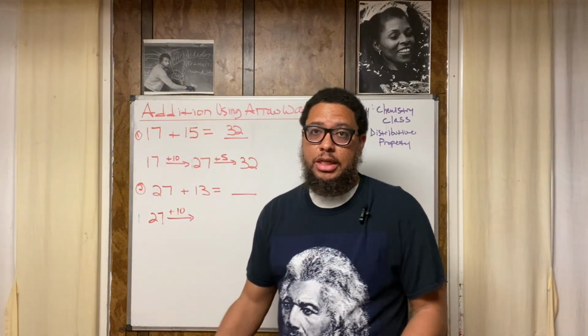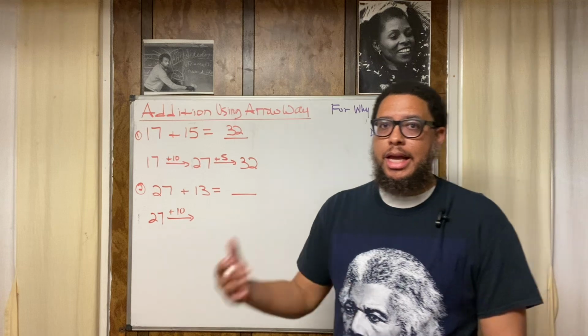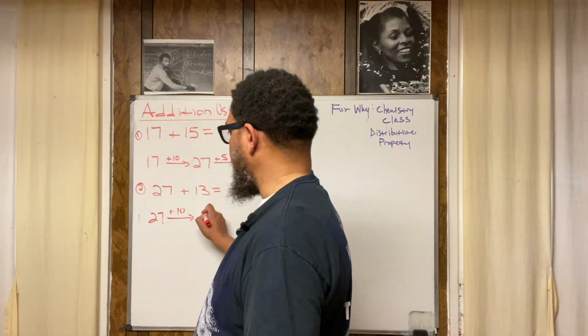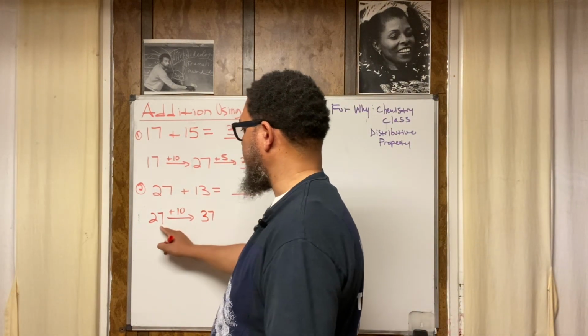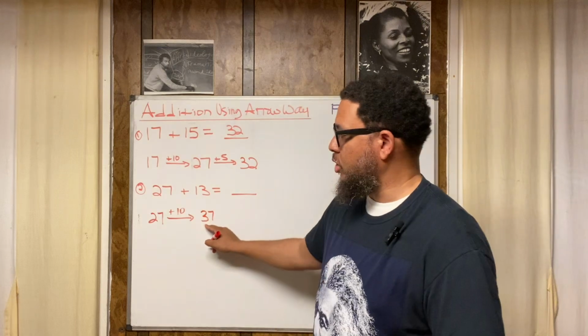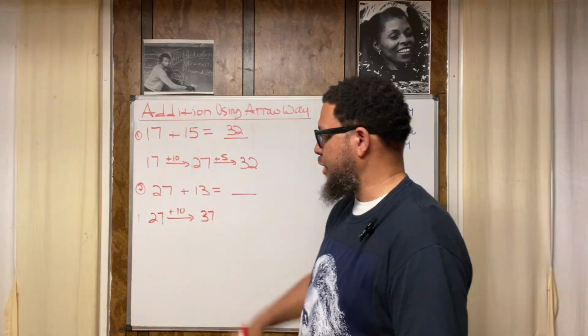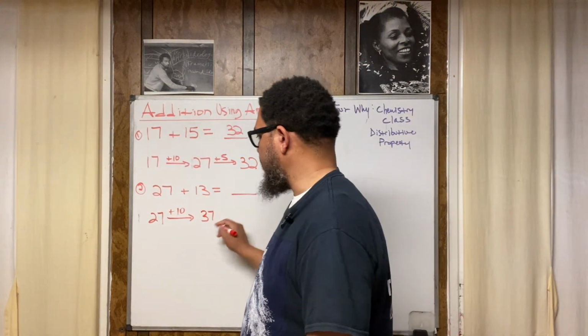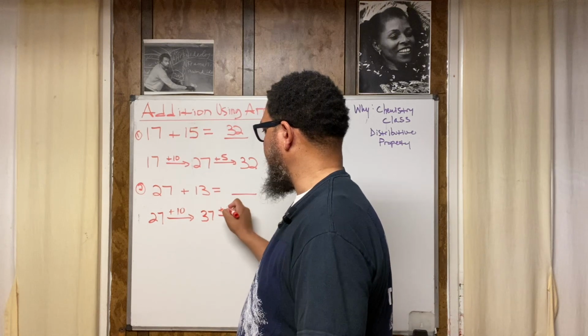And that also shows the relationship between multiplication and addition. So now we got 30, and the 7 ones is still there. So that becomes 37. 27 plus 10 is 37. Now, what do I do with this 3? Now I'm going to draw another arrow, and I'm going to add 3.